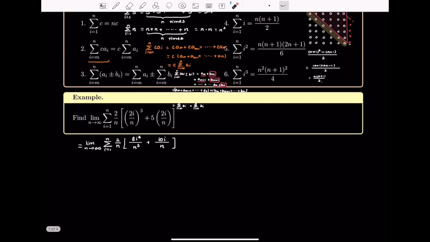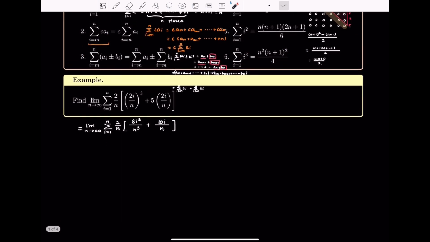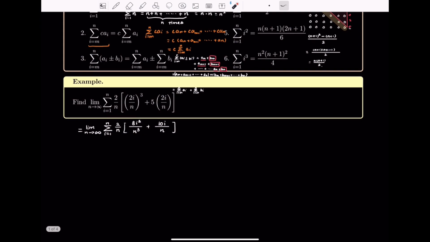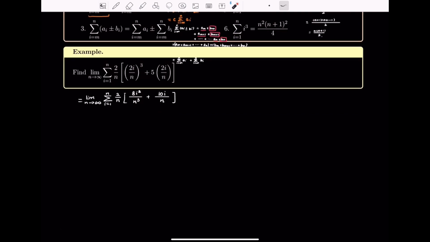So there are a few things I can do. If you don't want to split them up, you can also take out some of the terms. So now I have 2 terms, and I can make it 2 summations. Sum of i equals 1 to n, and I want it to be 2 terms, so multiply them together. I have 16i cubed over n to the power of 4, plus 20i over n squared.